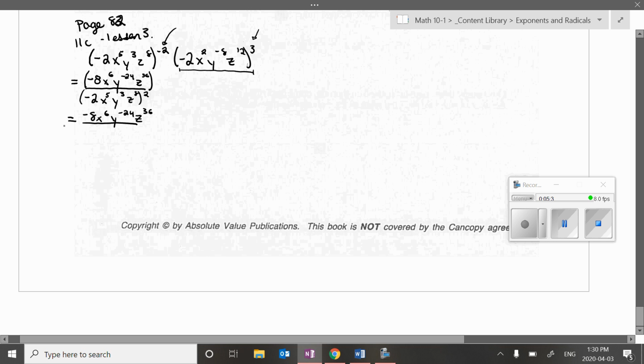Negative 2 squared is going to give me a positive 4. 5 times 2 is 10. 3 times 2 is 6. 8 times 2 is 16.